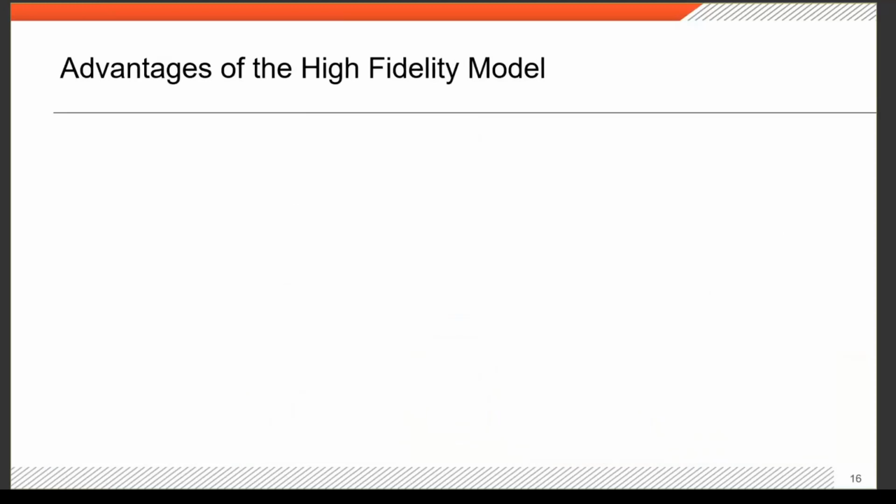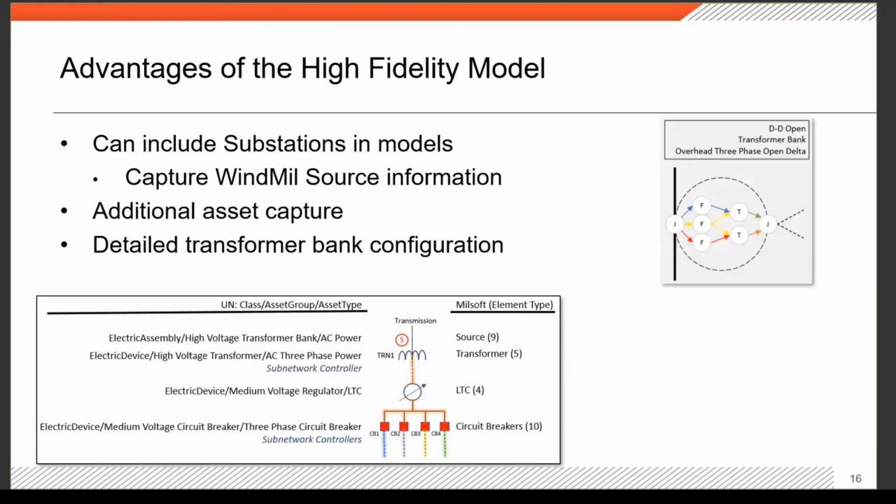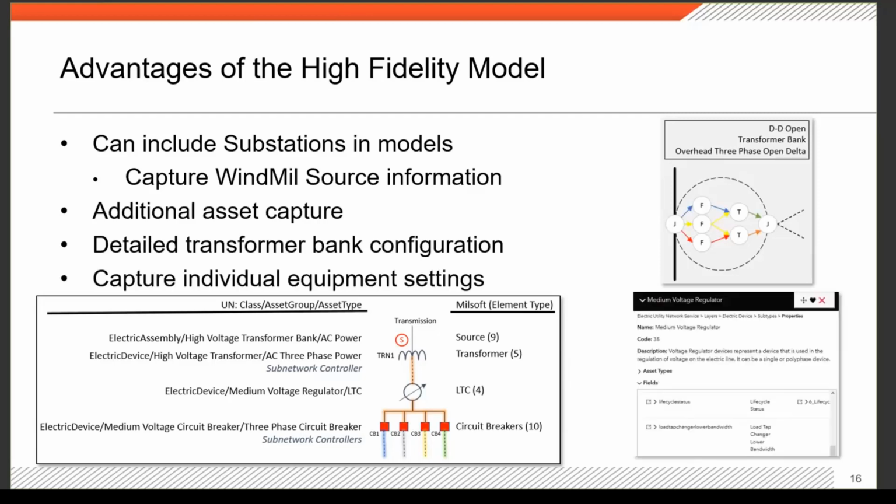While it looks like a lot more work to maintain a high fidelity network model, in reality, Esri has provided a number of tools to make this easier. Plus, there are significant advantages of utilizing a high fidelity model. A high fidelity model can include substations and their components, which means GIS can be used to store WindMil source information. A high fidelity model also allows for additional asset information capture, as we've shown previously. A high fidelity model can provide detailed transformer configuration diagrams directly within GIS. And a high fidelity model can be used to capture individual equipment settings, like for regulators and protective devices.